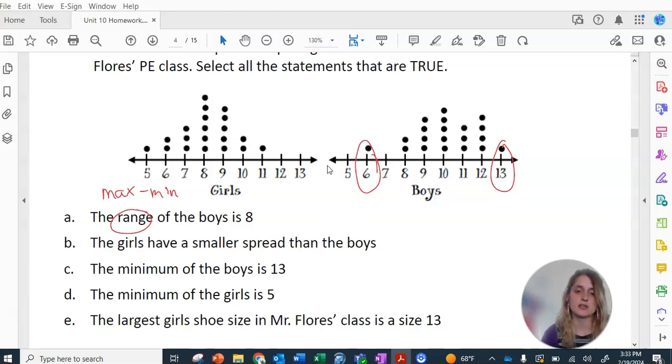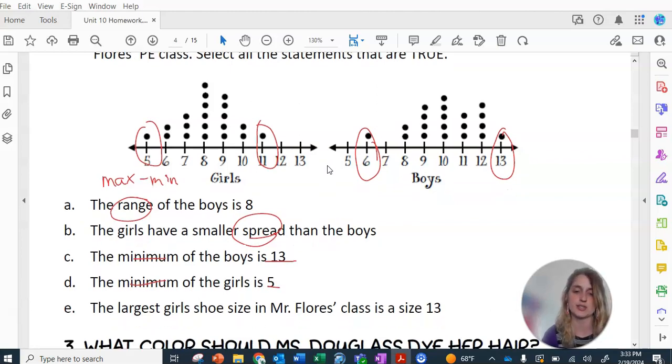The girls have a smaller spread. Spread means the exact same thing as range. Maximum minus minimum. Then the boys. See if that's true. The minimum of the boys is 13. That's false. That's the maximum. The minimum of the girls is 5. That's true because minimum is like the tiniest number in your data set. The largest girl's shoe size in Miss Flores' class is a size 13. That is not true because, yeah, I see the 13, but there are no dots here. So the largest shoe size for girls is 11.